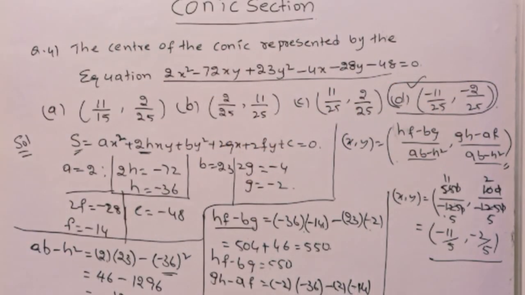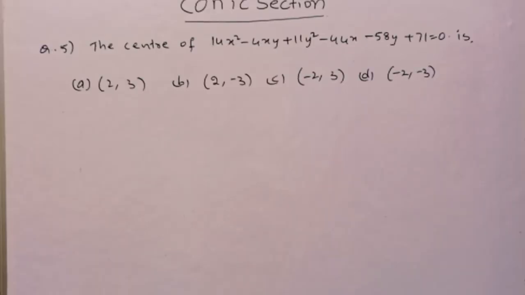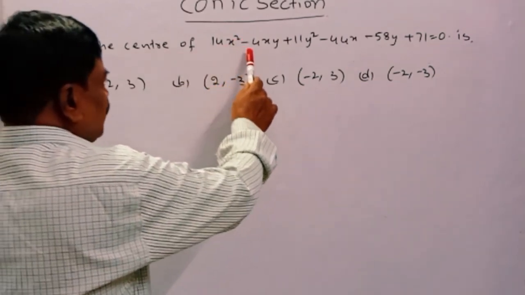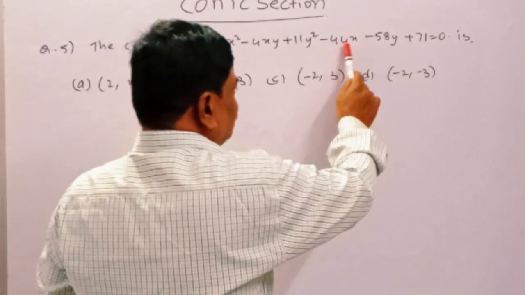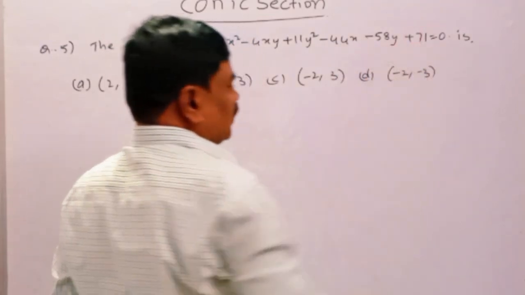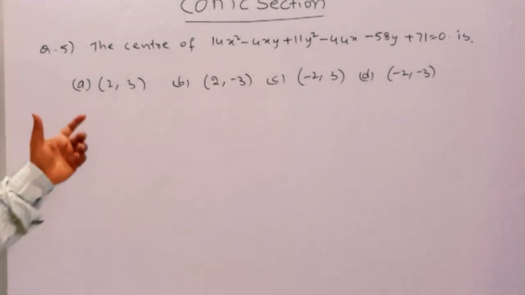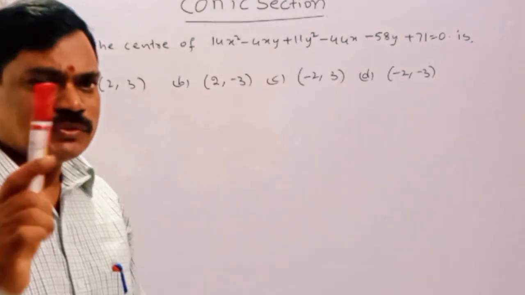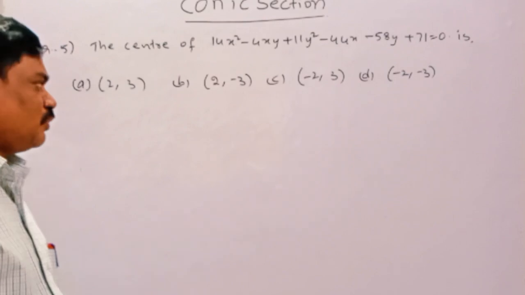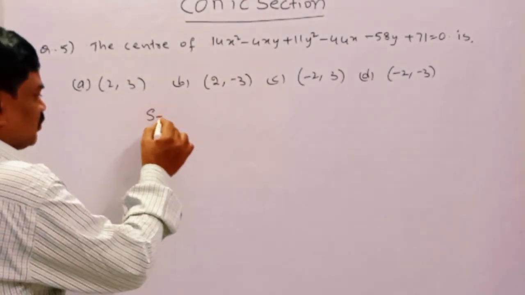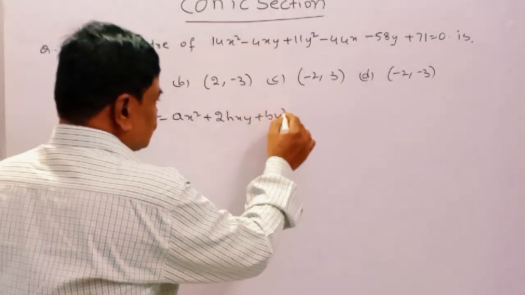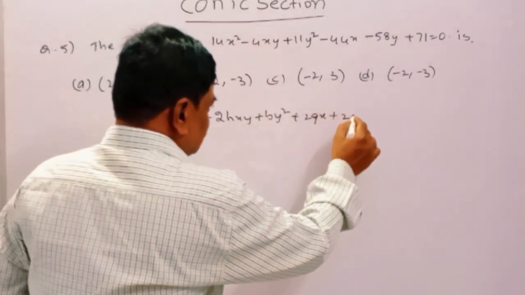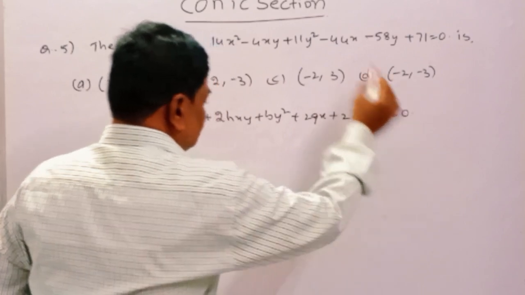Okay, all of you. One more problem on conic section. The center of 14x square minus 4xy plus 11y square minus 44x minus 58y plus 71 equal to 0 is. These are the options given. You do this problem. So, S is equal to ax square plus 2hxy plus by square plus 2gx plus 2fy plus c is equal to 0.